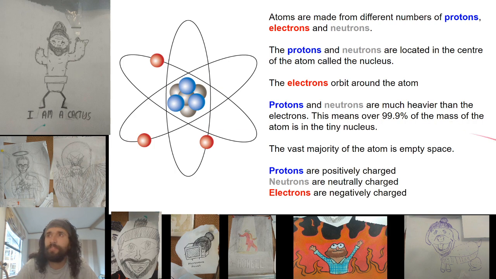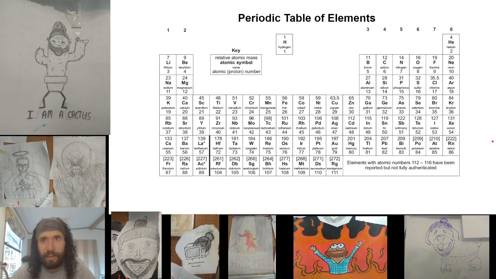All of the atoms are listed in the periodic table. Here we have 111 different types of atoms. You may have heard of some of them, like oxygen and hydrogen. And what do these numbers mean?